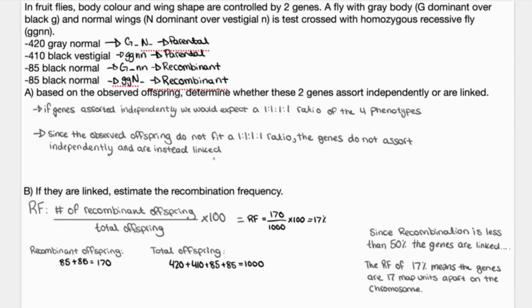Question B asks, if they are linked, estimate the recombination frequency. The RF formula would be used for this. And what we do is we take the number of recombinant offspring divided by total offspring times 100. Our recombinant offspring equals 170, and our total offspring equals 1000. We take 170 over 1000 times 100, it equals 17%. Since recombination is less likely than 50%, the genes are linked. The RF of 17% means the genes are 17 map units apart on the chromosome.